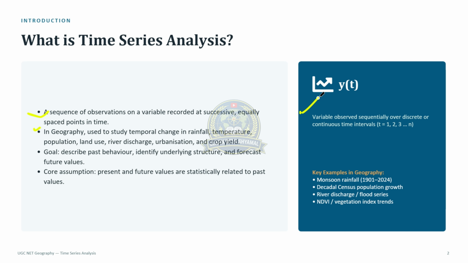Variable observed sequentially over discrete or continuous time intervals. Key examples in geography: monsoon rainfall 1901 to 2024, decadal census population growth, river discharge, flood series, NDVI vegetation index trends.